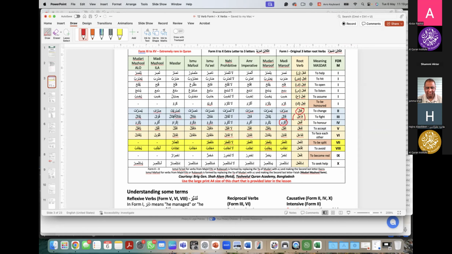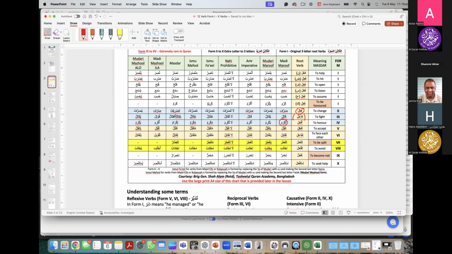Kataba is he wrote, but kataba in form 3 is he communicated, he corresponded with somebody. He made communication. It means third parties. Another party will be involved here. Generally, form 3, remember, it's just engaging a third party. You will see many examples there. Af'ala is causation as well as intensification and maybe a few other different meanings as well. But these are common, what I just said.